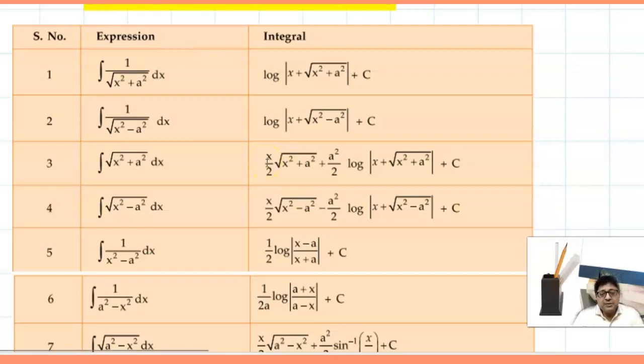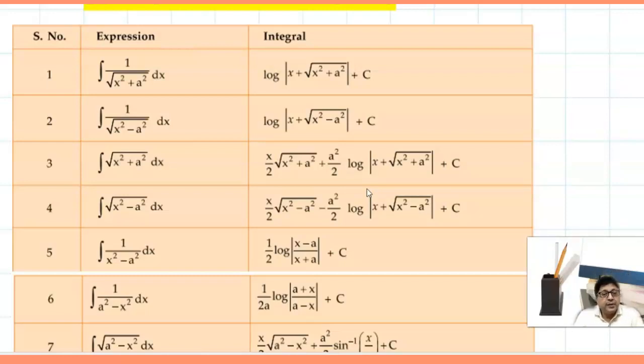These are the formulas we use after integration by parts. But here NCERT people have listed in the formula list root over x square plus a square. So you just revise it here only and then apply it in solving sums. It is x by 2 root over x square plus a square plus a square by 2 log of x plus root over x square plus a square. If the minus sign is there before a square, there will be a minus sign.